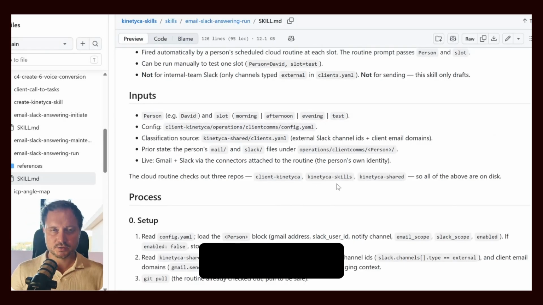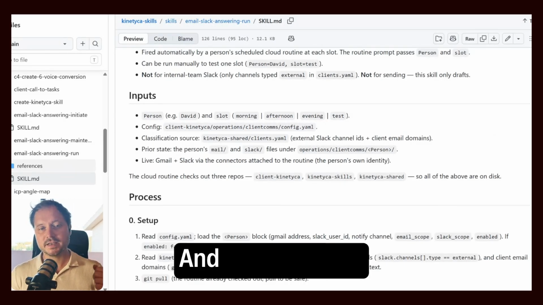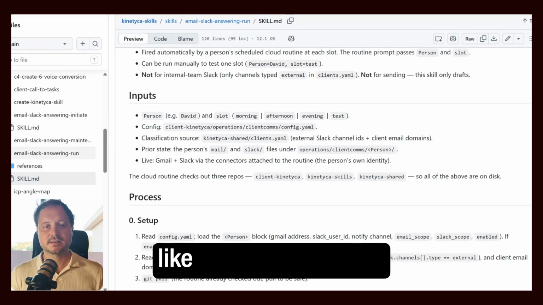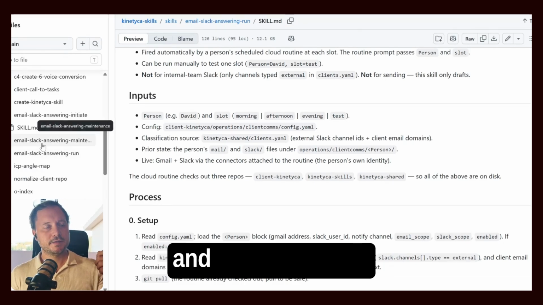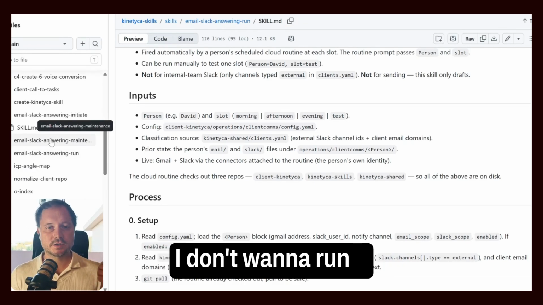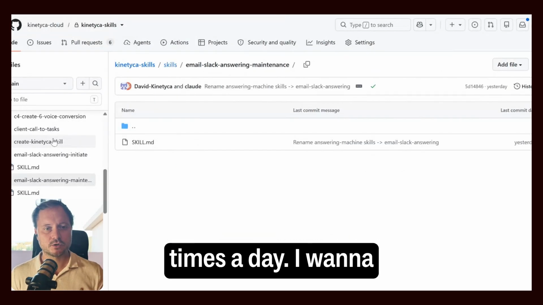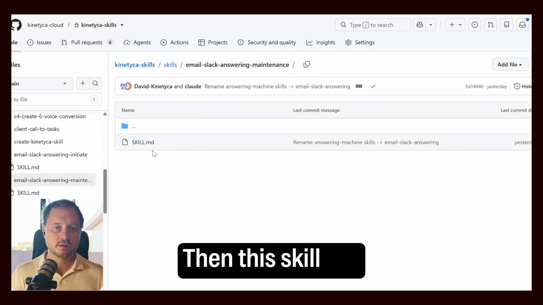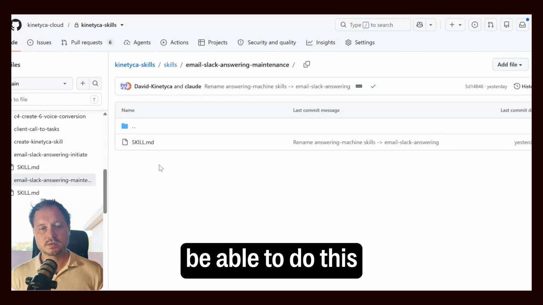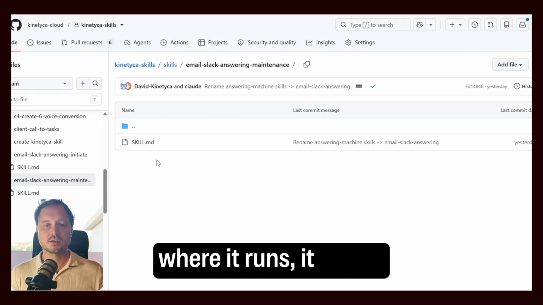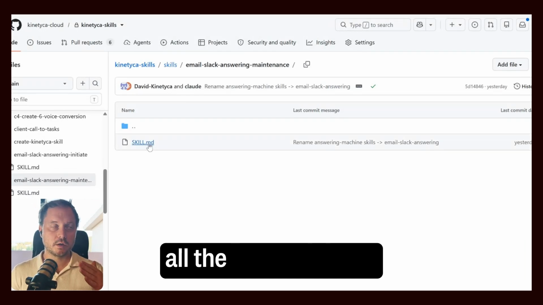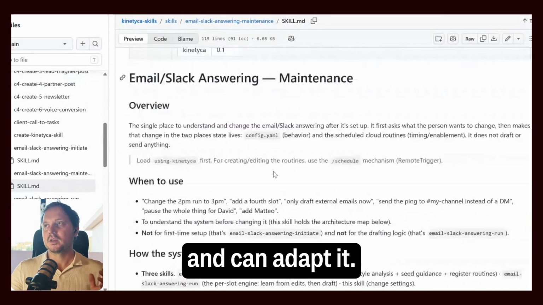You need initiate to set this up, and maintenance. And maintenance is like somebody can run the maintenance skill and then say, well, I don't want to run it just 3 times a day. I want to run it 5 times a day. I want to change this. I want to change that, right? Then this skill will be able to do this because it knows where it runs. It knows all the configurations and can adapt it.